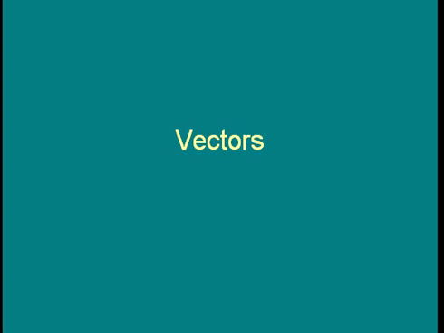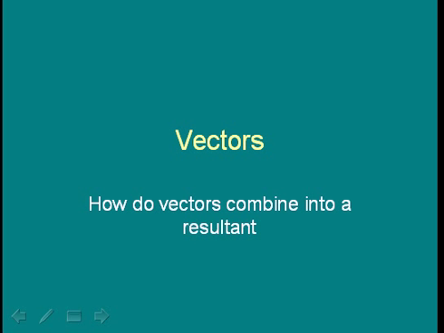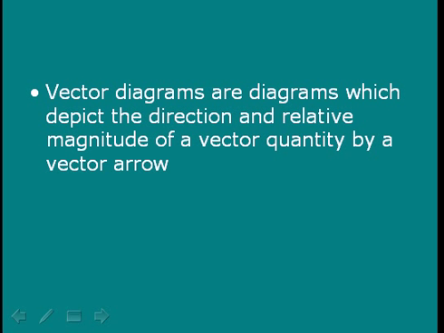Alright, welcome to the Vector Podcast, and we're going to show you how vectors are added together and combined into making a resultant. Resultant being what happens when you have two vectors. So let's look at what a vector is.